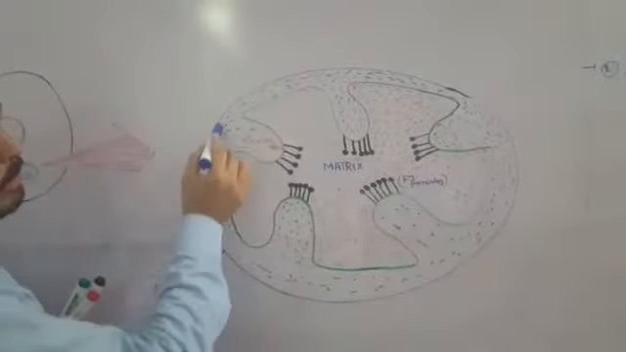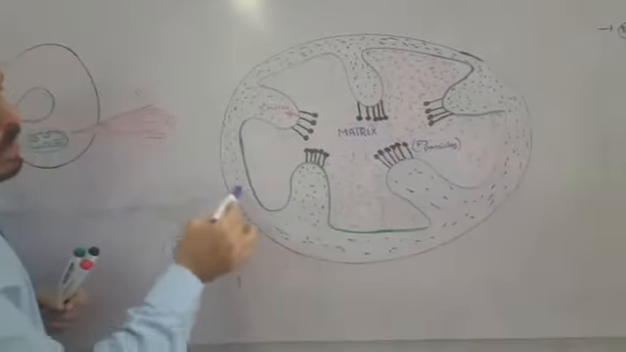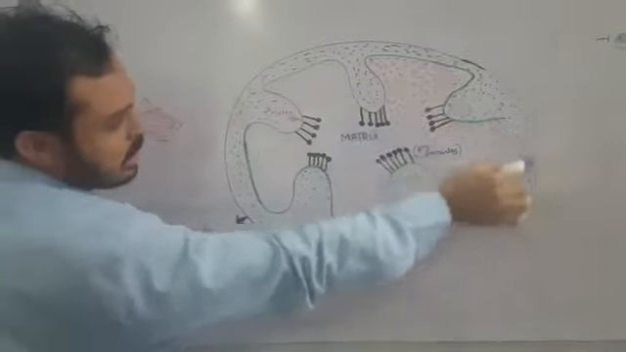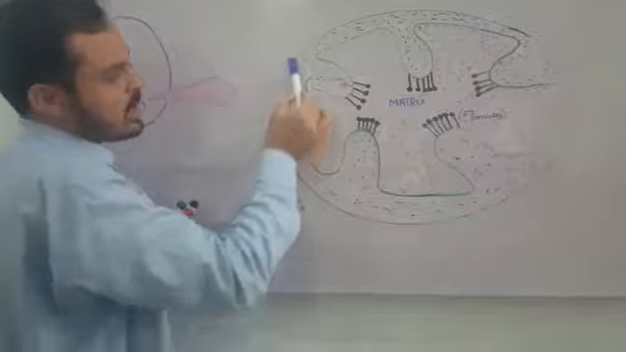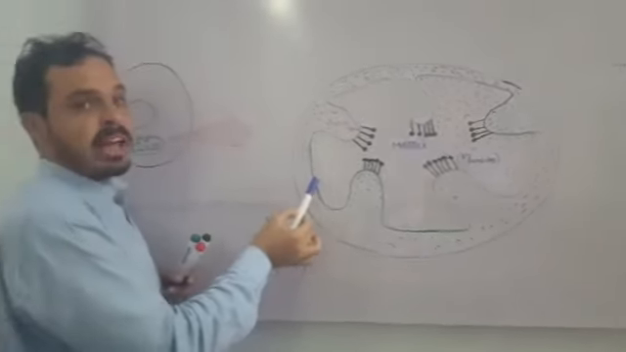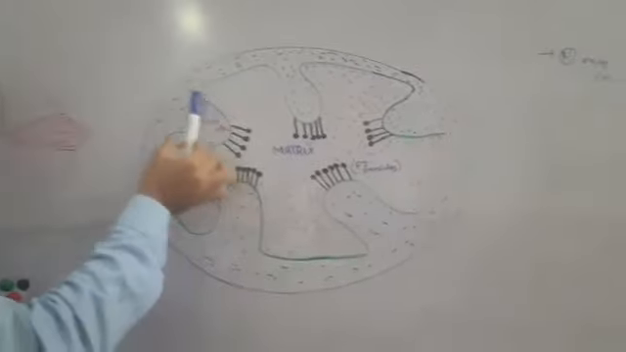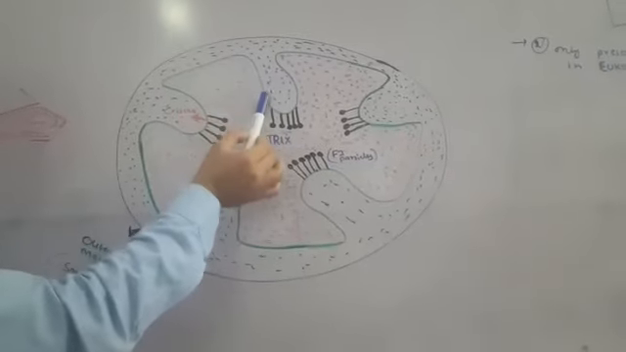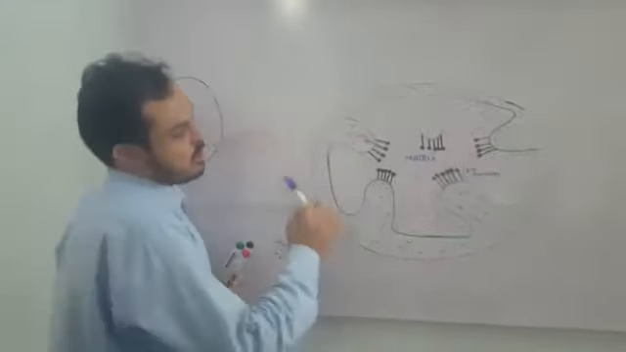Now this is the proper diagram of mitochondria. It has a double membrane structure. The outer one is called the outer membrane, and the other is called the inner membrane. The outer membrane of mitochondria is smooth in nature, while the inner membrane has enfoldings. These enfoldings of the inner membrane are called cristae.